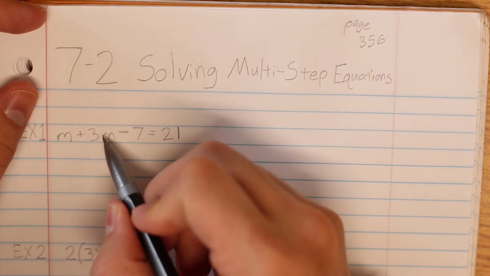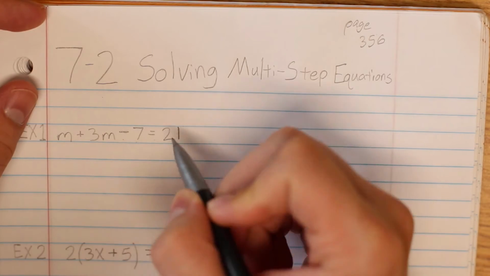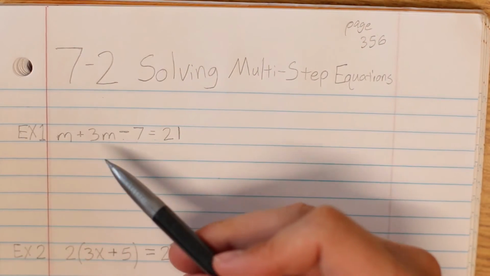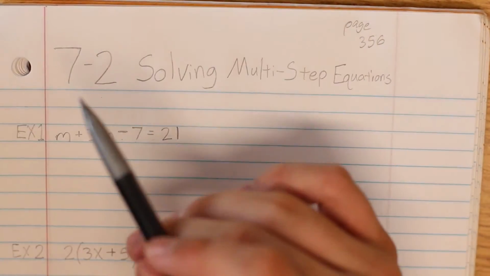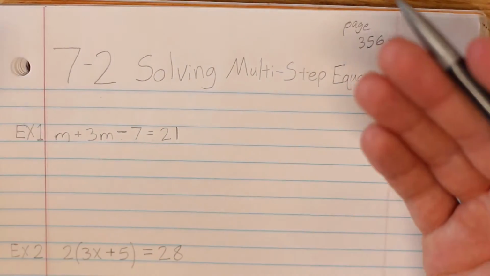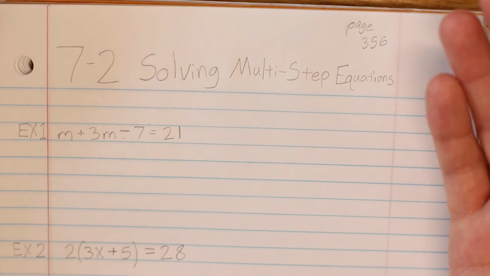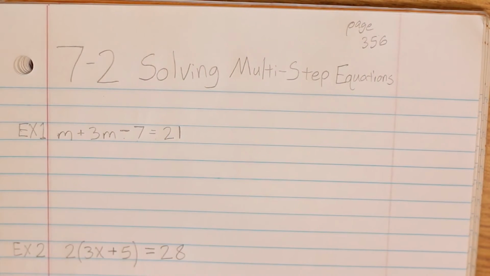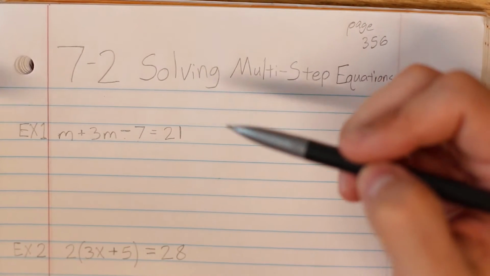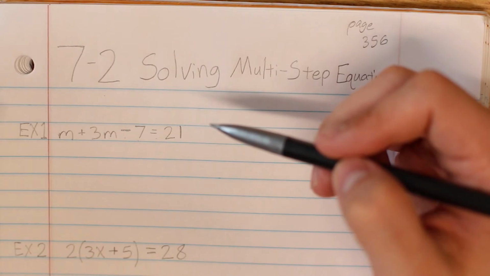So here we have m plus 3m minus 7 equals 21. Now, you notice we have 2 variables involved, and this throws some people off. They go, oh no, I don't know what to do. But actually you do. You have all the knowledge you need to solve this problem if you think about it for a moment. If you want, you could even right now pause the video, try to solve this problem on your own, and see if you get the right answer, and then push play and find out. So I challenge you that if you think you can solve this, try it on your own, and then push play to see if you get the right answer.